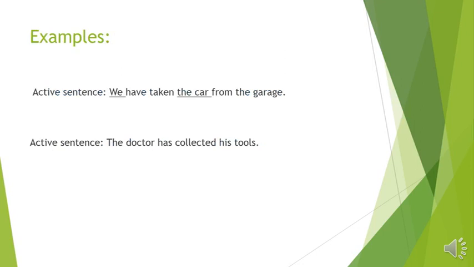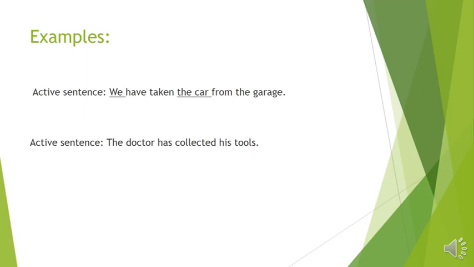So the first example would be, we have taken the car from the garage. So we should know where is the subject, where is the verb, where is the object. All these things will be important to us. So the subject would be the pronoun we, the object would be the car, and the verb is already obvious with taken. After that, we would have the prepositional phrase. So as we said before, we would never care about the prepositional phrase. It will be the same by the end of the sentence.